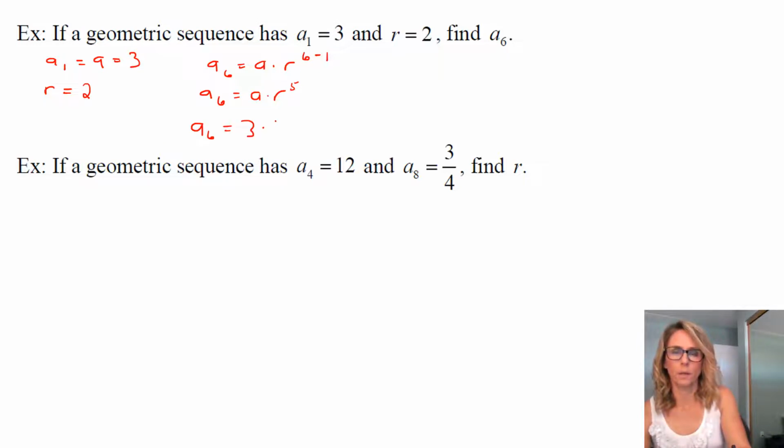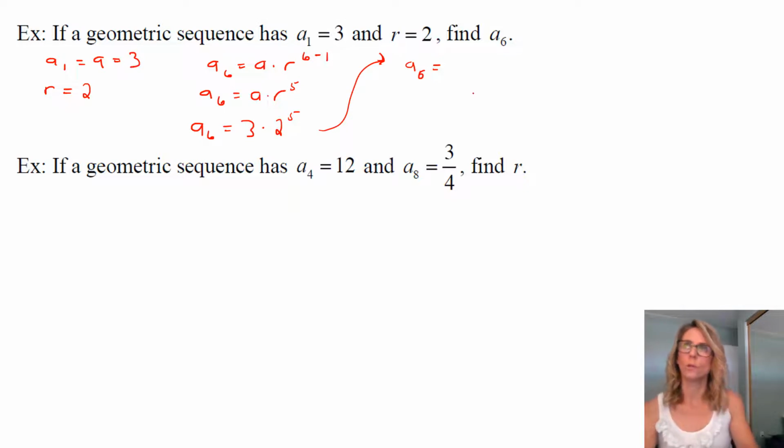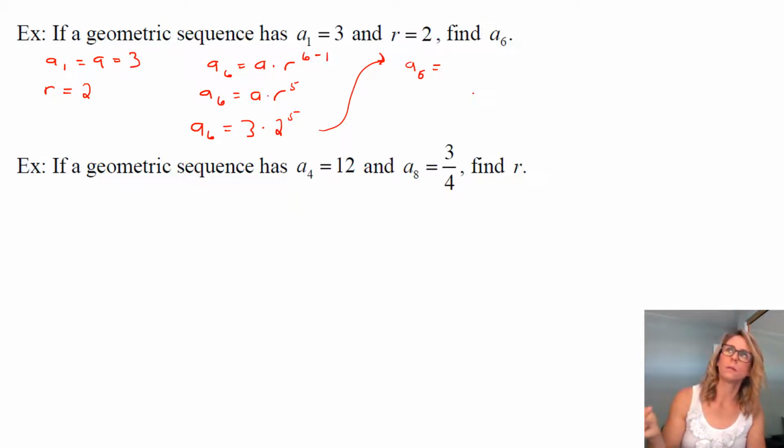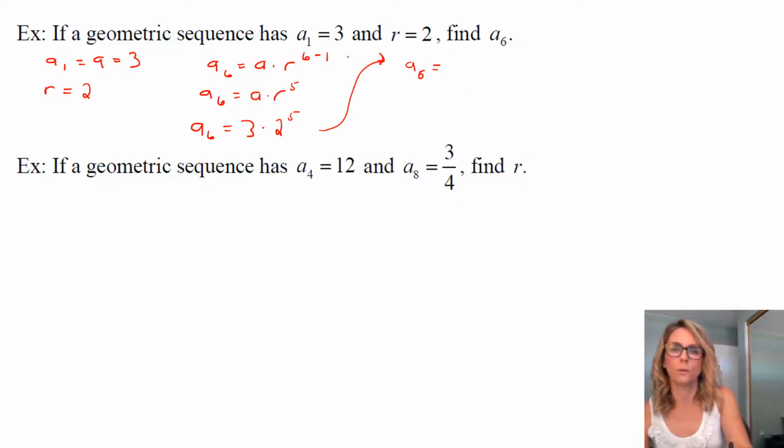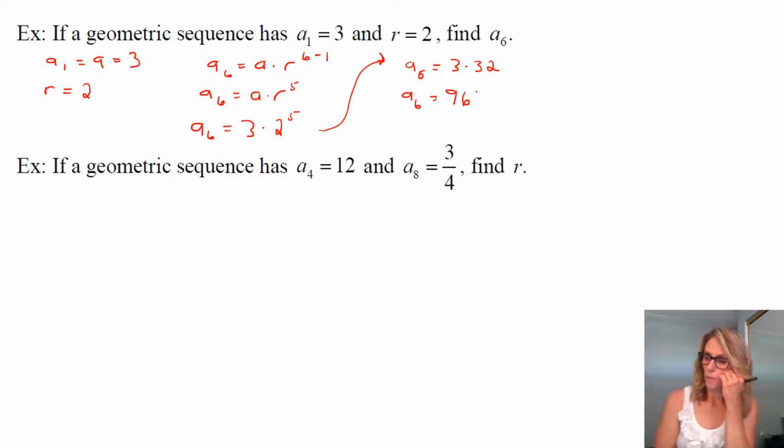And we have 3 times 2 to the 5th. I'll bring this up here so you have a little more space. And so 2 to the 5th: 2 to the 3rd is 8, to the 4th is 16, to the 5th is 32. So 3 times 32, and so a sub 6 is just 96. So we could have done a sub 1, and then just multiplied by 2, multiplied by 2, multiplied by 2, and so on until we get a sub 6. Or we can use this formula here for that nth term and do it that way.